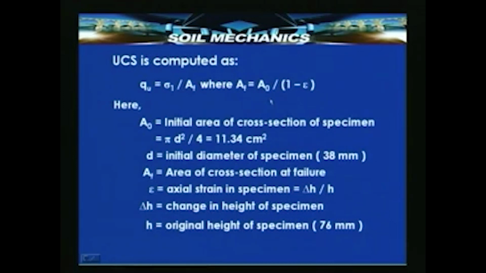A0 is the initial cross section. There is a vertical axial strain that the sample undergoes. So, if you take that into account and calculate the modified area of cross section of the specimen, you will get AF. So, from this you can always find out what will be the final stress that acts on the specimen, which is what is required in order to plot the Mohr circle.